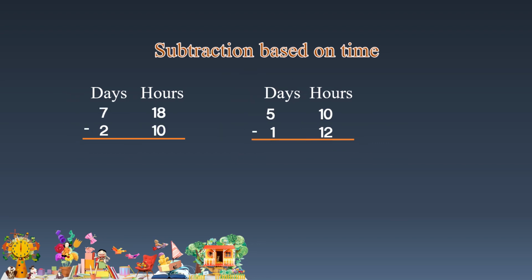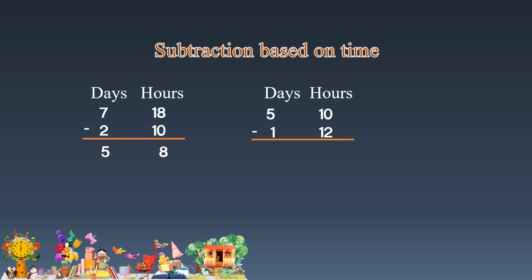Then we'll discuss about subtraction based on time. So we'll go for some examples. 7 days, 18 hours minus 2 days, 10 hours. So once again, for a day, we have got 24 hours. So we'll start with hours column. 18 minus 10 is 8. Then we'll move on to days column. 7 minus 2 is 5. So we can easily get the answer as 5 days, 8 hours.